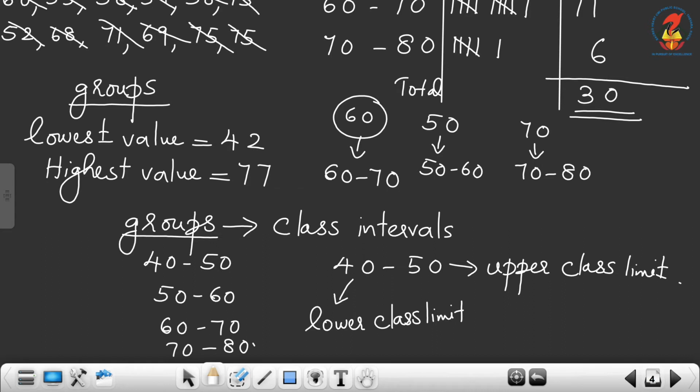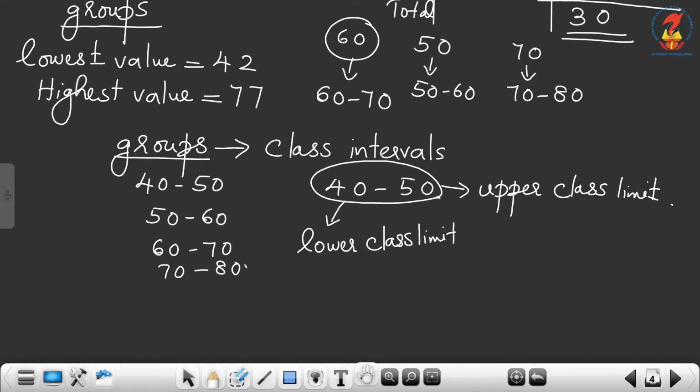Now look at the class interval 40 to 50. 40 is known as the lower class limit and 50 is known as the upper class limit. Then when we come to the class interval 50 to 60, 50 is the lower class limit and 60 is the upper class limit. Then 60 to 70, 60 is the lower class limit and 70 is the upper class limit. When you consider 70 to 80, 70 is the lower class limit and 80 is the upper class limit.